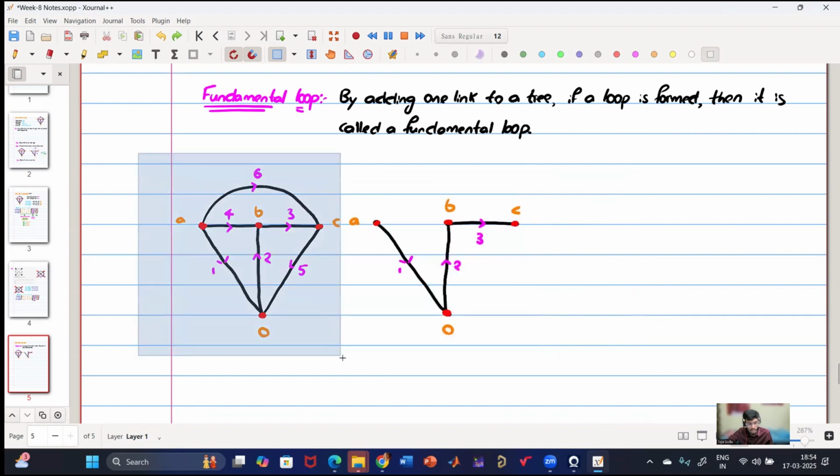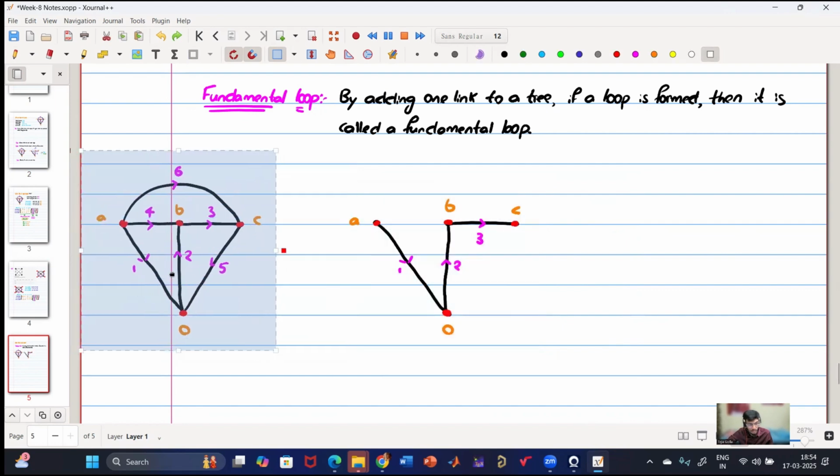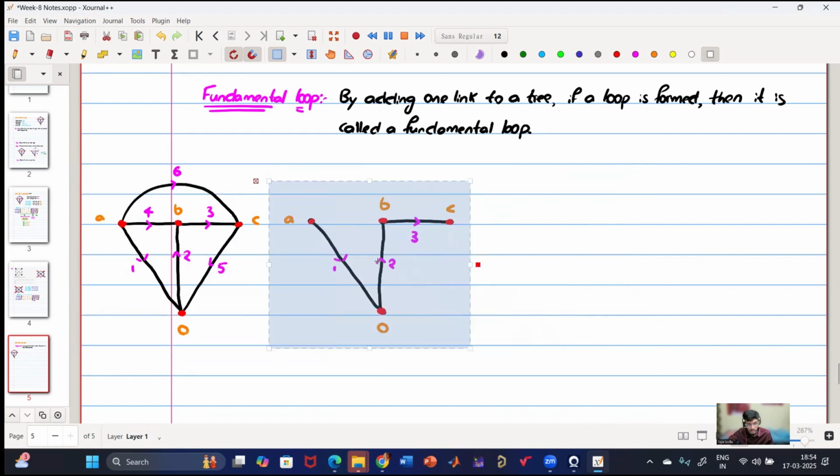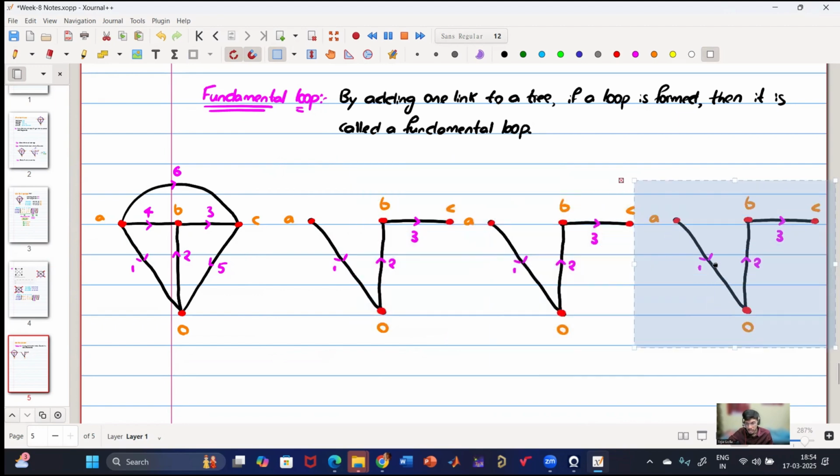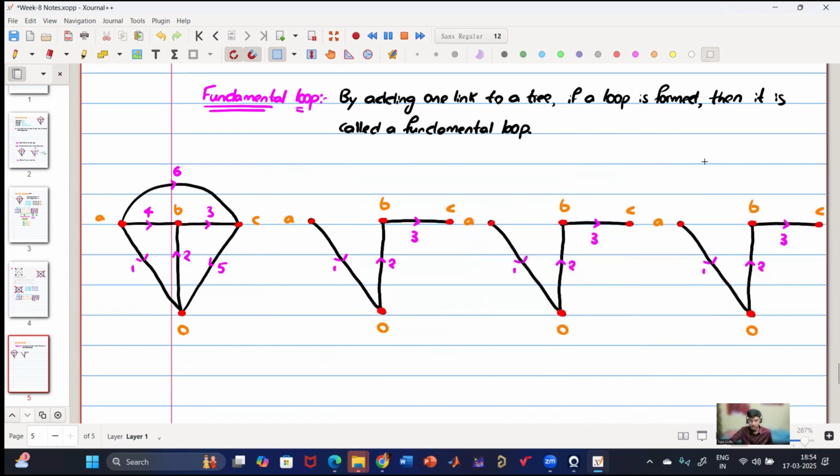So let me take it to the left extreme, and then let us have three such things. Now I'll use a different color and add this. Now one loop is formed, right? Similarly, I add this. One loop is formed, right? Similarly, I add this. Now another loop is formed, right? So by just adding one link, one loop is formed, in all these three cases.